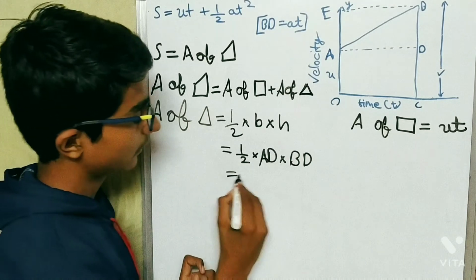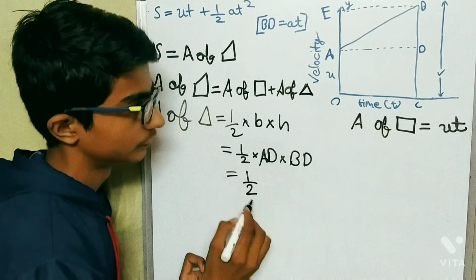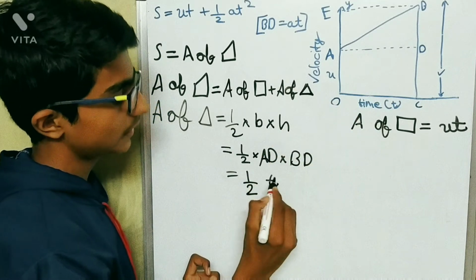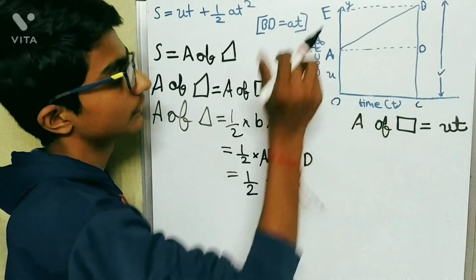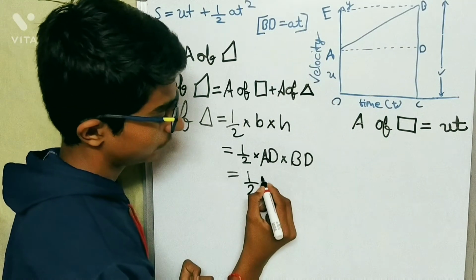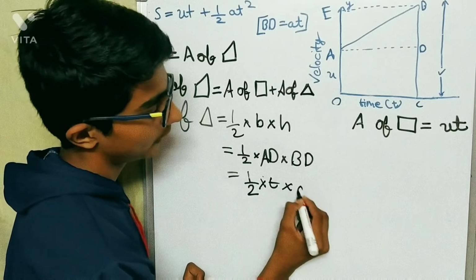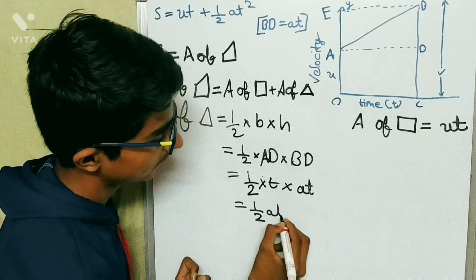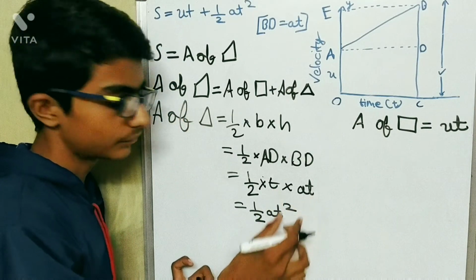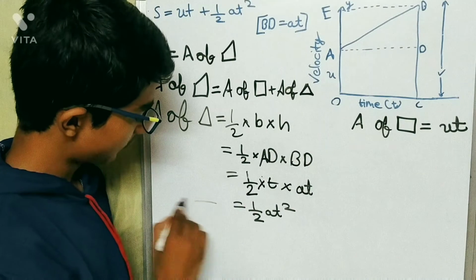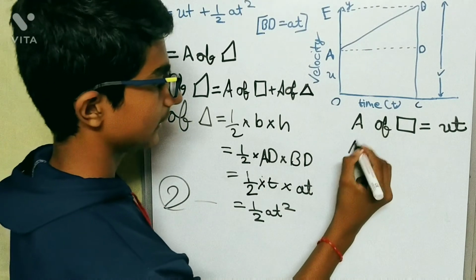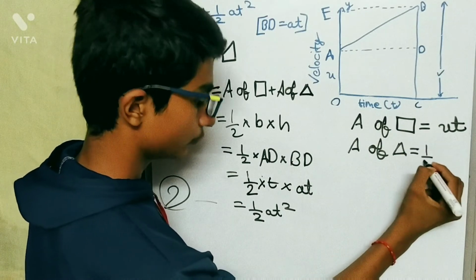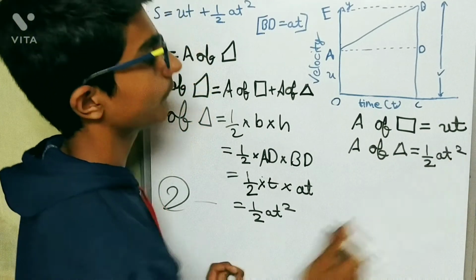Now here AD is equal to OC, which is time, because it is a rectangle and opposite sides of a rectangle are equal. So here I will write 1/2, then time, so t, and BD is equal to at. So 1/2 into t into at. This answer will be 1/2 at². There are two t's, so there will be t square. So this is our second equation now. Let me write here, the area of the triangle is equal to 1/2 at².